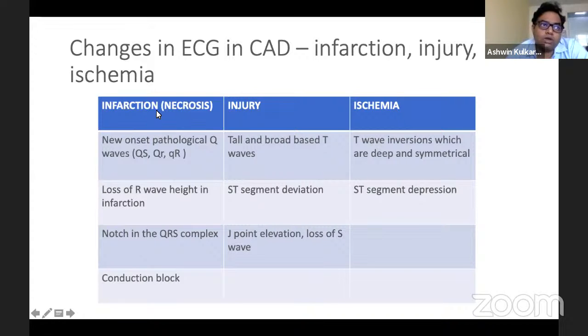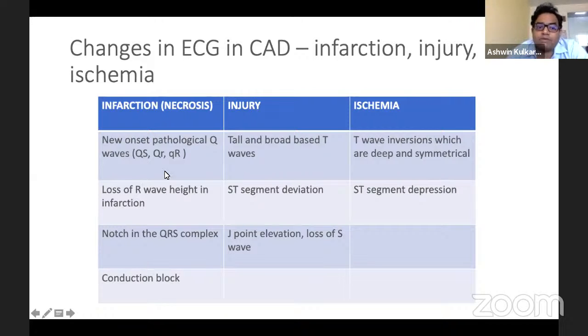So that area doesn't conduct the electricity or the electric vector. It causes a hole in the myocardium, like an electrical hole. This is manifested by a big Q wave, a pathological Q wave. Sometimes the Q wave and S wave combine and form a QS wave. There is loss of R wave height, and there can also be notching of the QRS complex, and sometimes there can be conduction block, either a right bundle branch block or a left bundle branch block.